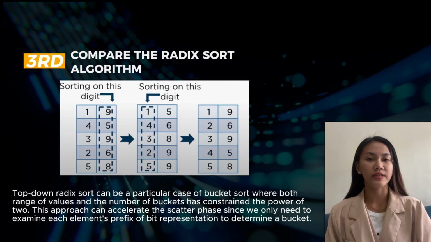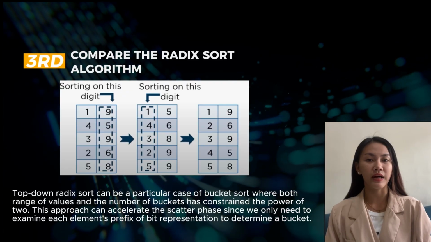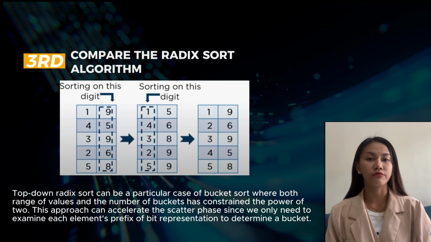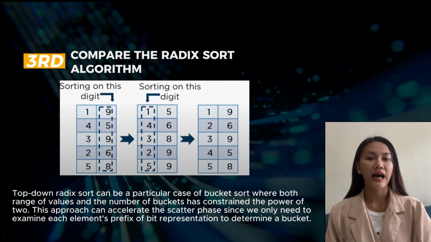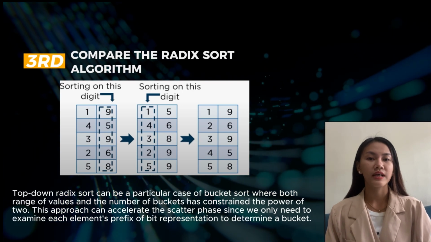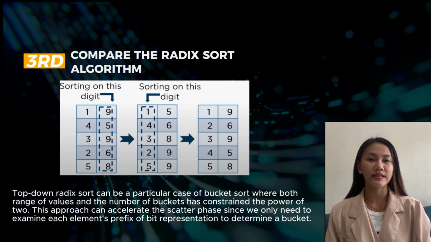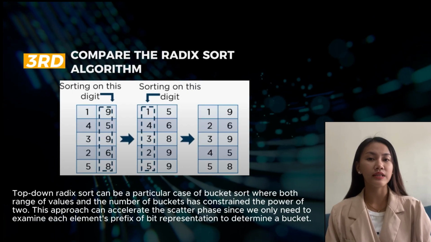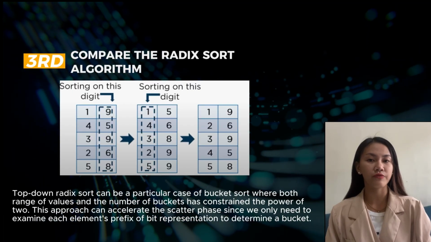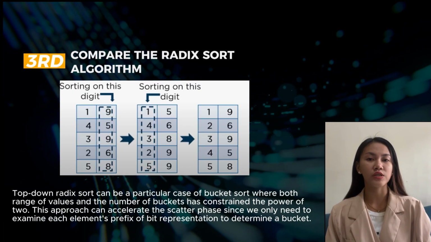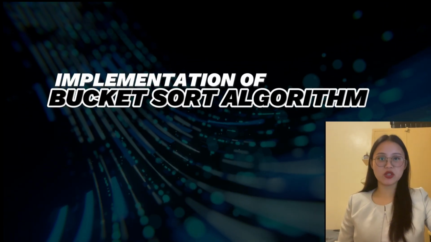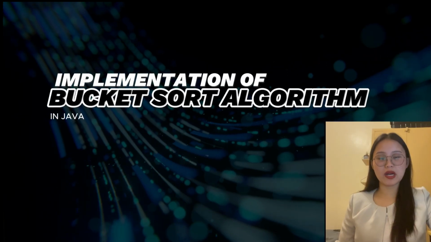Third is the radix sort. Top-down radix sort can be a particular case of bucket sort where both the range of values and the number of buckets are constrained to a power of 2. This approach can accelerate the scatter phase since we only need to examine each element's prefix of bit representation to determine a bucket. So now, we will show you the implementation of bucket sort in a computer program in Java.